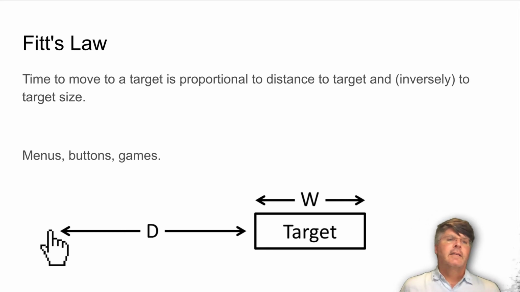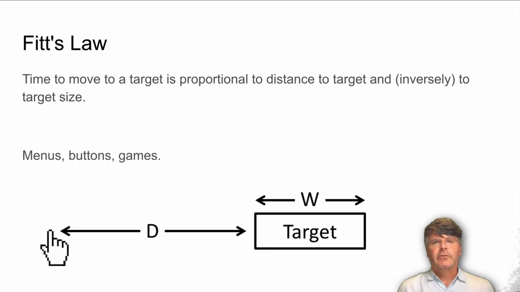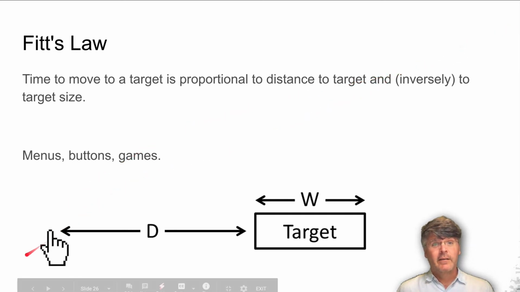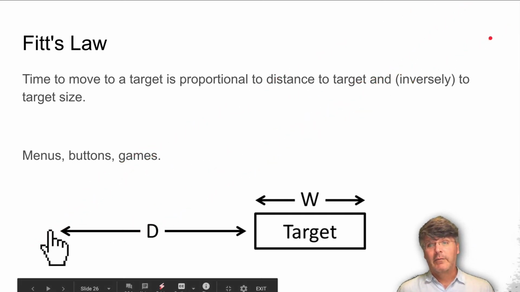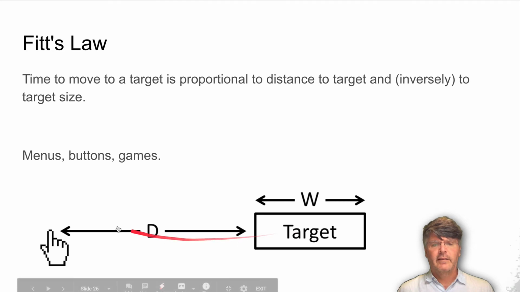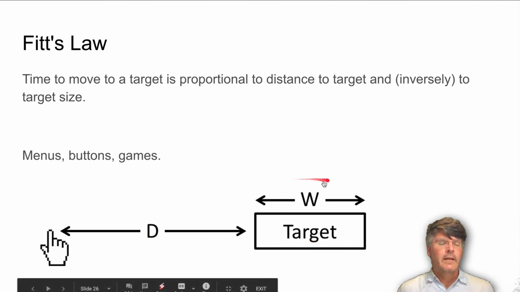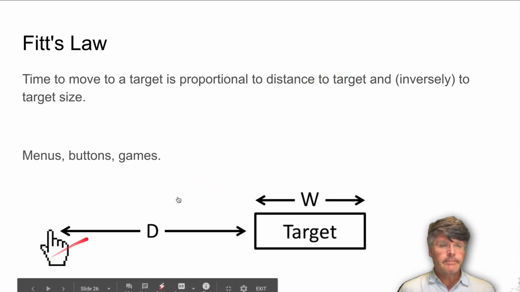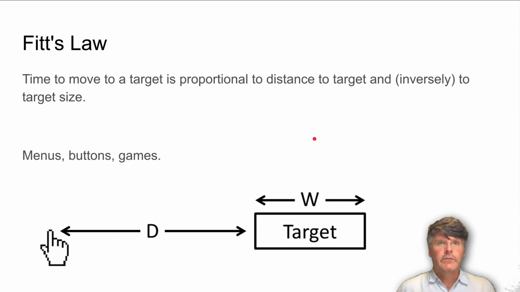Fitts's law says that the time to move to a target is proportional to the distance to the target and inversely proportional to the target size, the time to move your mouse to a target. So this is talking about how far the user has to move. If I want to hit that target, the farther it is, the longer it's going to take, and the bigger it is, the faster I'm going to get there. This comes in handy to remember when you're building apps for desktop, where the user has to move the mouse a lot.